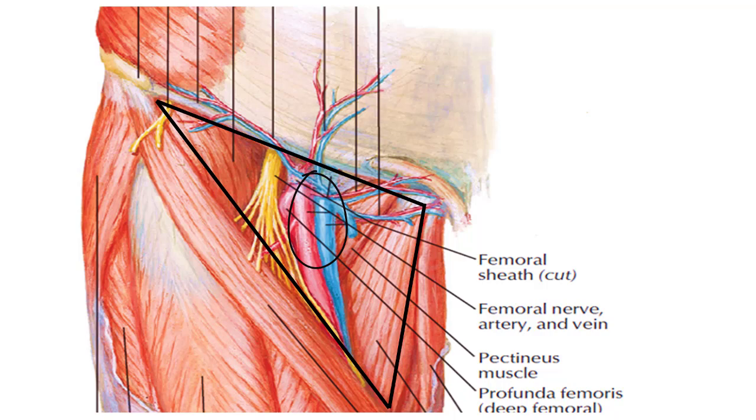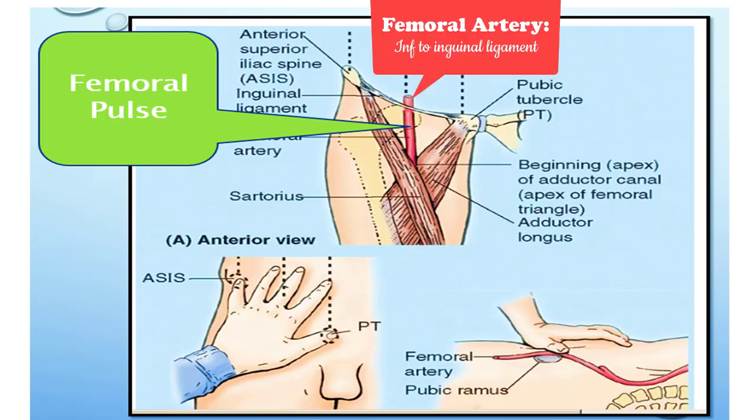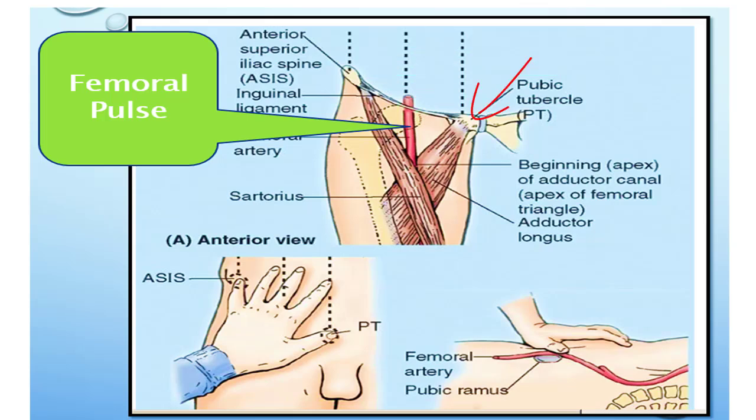To perform this, it's very important for all of you to know how to palpate the femoral artery in the femoral triangle. So we know the femoral artery in the region of the femoral triangle is located just inferior to the inguinal ligament. The exact point where we can feel its pulsation is midway between the pubic symphysis and the anterior superior iliac spine. This point, that is the midpoint between the pubic symphysis and the anterior superior iliac spine, is known as the mid-inguinal point. This is very important in order to locate the femoral artery.